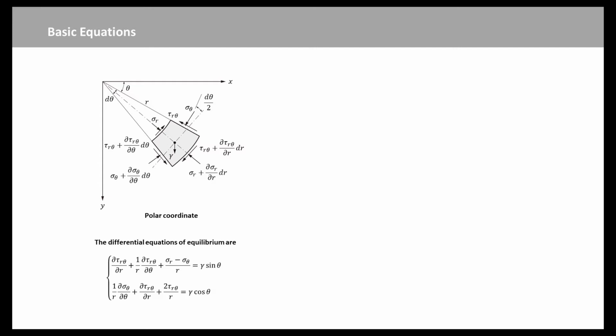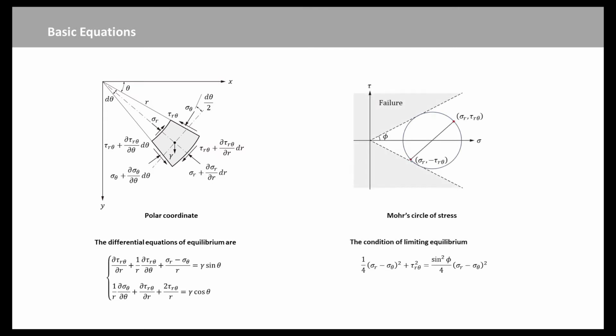We shall start by making a detailed study of the equations of limiting plane equilibrium, using for the most part a system of polar coordinates r, theta. We shall confine our attention to the case when the self-weight acts in a direction parallel to the y-axis. The differential equations of equilibrium are shown here, where gamma is the self-weight of the soil. According to the Coulomb yield criterion, and assuming the soil is cohesionless, the condition of limiting equilibrium is shown here.